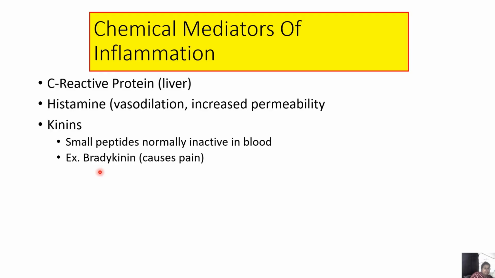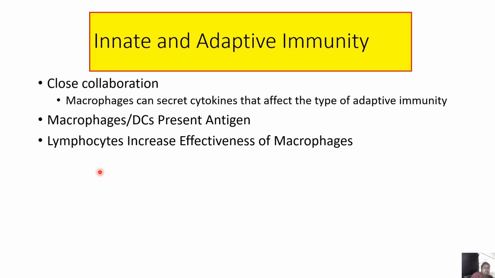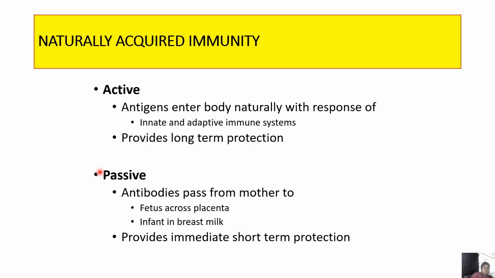Now, what are the chemical mediators of inflammation? C-reactive protein in liver, histamine, kinins, small peptides normally inactive in blood, example, bradykinin. Then macrophages can secrete cytokines that affect the type of adaptive immunity. Macrophages and dendritic cells present antigen.